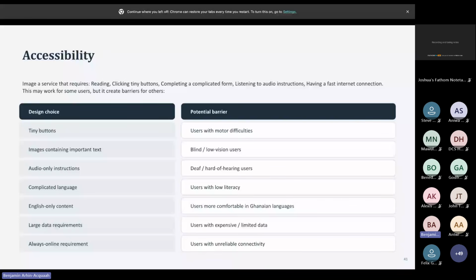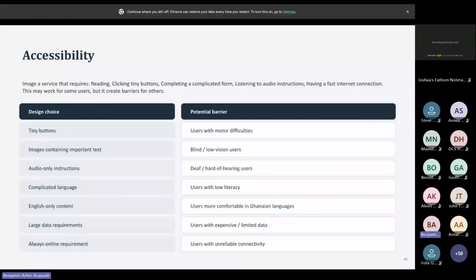Take tiny buttons, a design choice. When you check the potential barrier, it may be difficult to use for people with motor difficulties, like people that are not able to move or turn. So if something is far from them and it's also small, then they can't see it and they find it difficult to adjust or use that product.